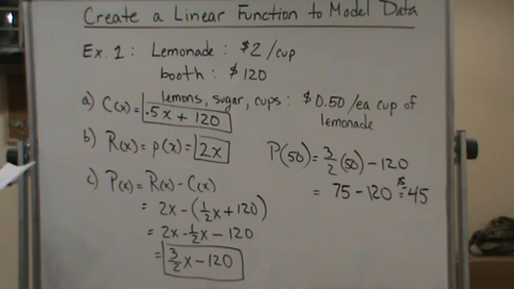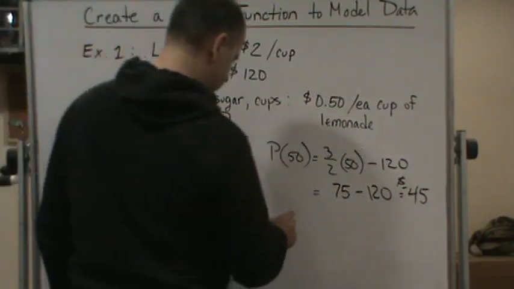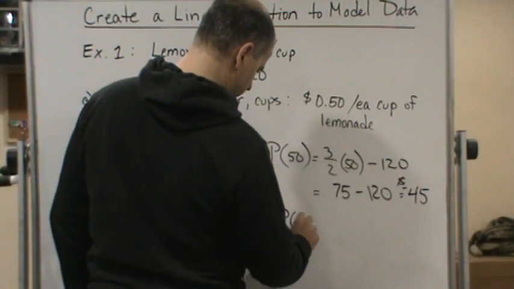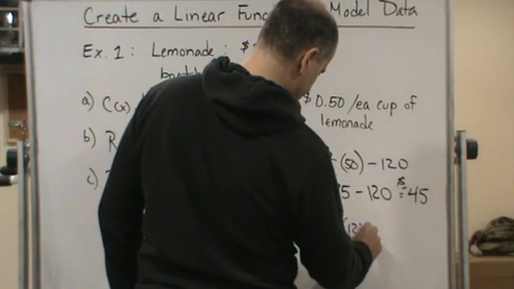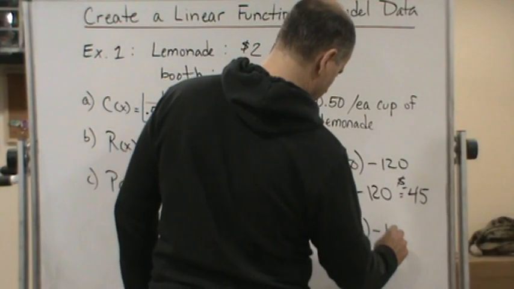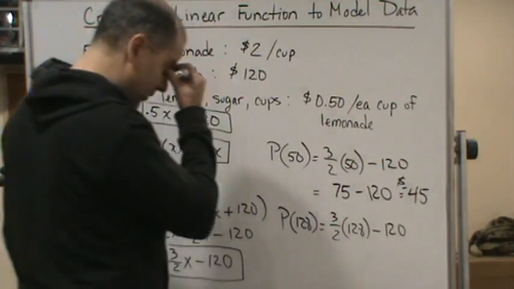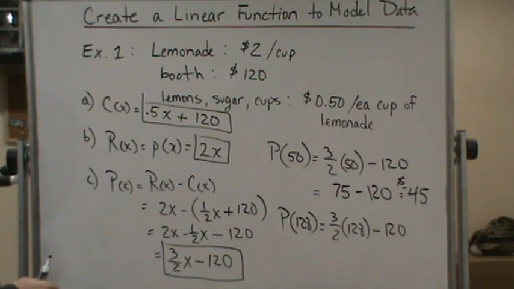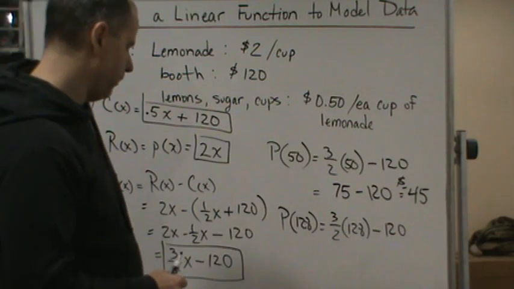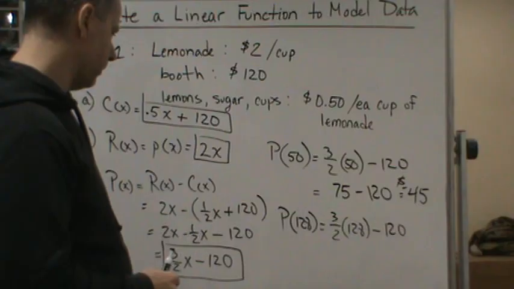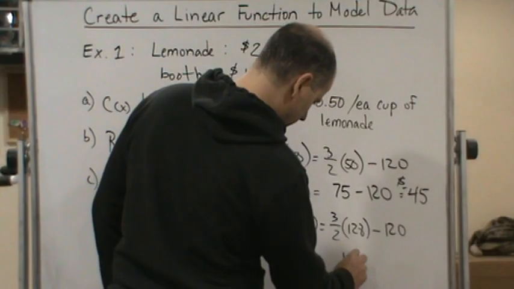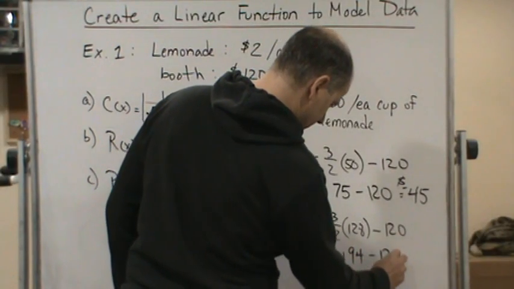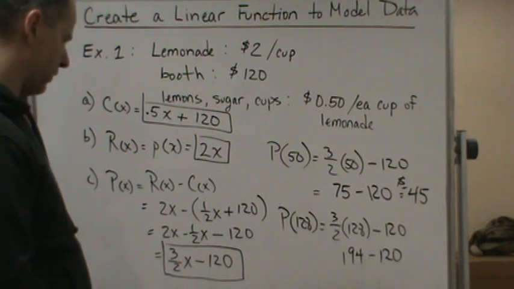Okay? So now, but what if we sell 128 cups? Okay, so let's do 128 cups. Okay, so now we're going to do 3 halves times 128 minus 120, right? So 3 halves times 128 is 194, right? So this is 194 minus 120. So make sure you check my math, right?